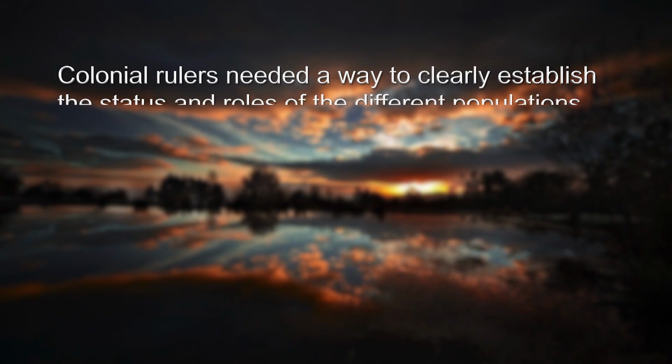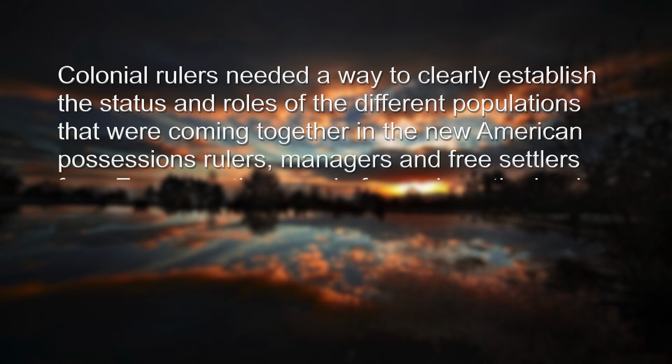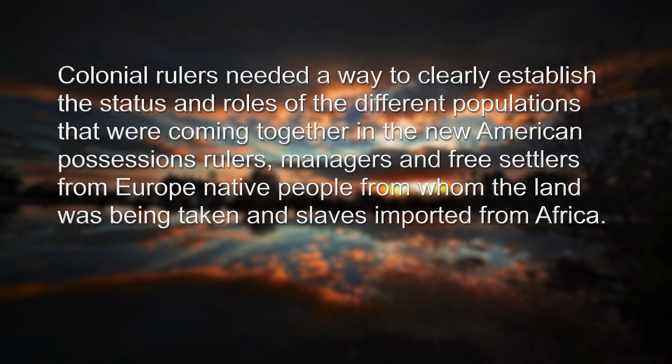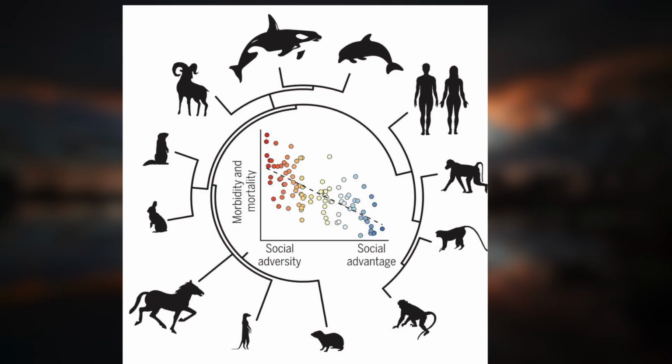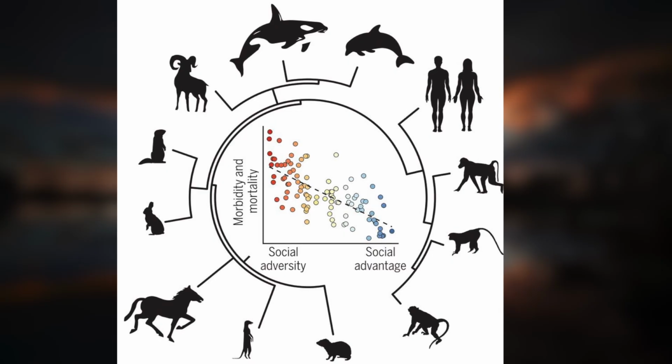Colonial rulers needed a way to clearly establish the status and roles of the different populations that were coming together in the new American possessions: rulers, managers and free settlers from Europe, native people from whom the land was being taken, and slaves imported from Africa. The solution that emerged was to define each group as fundamentally biologically distinct and ranked on a hierarchy from most animal-like to most advanced.